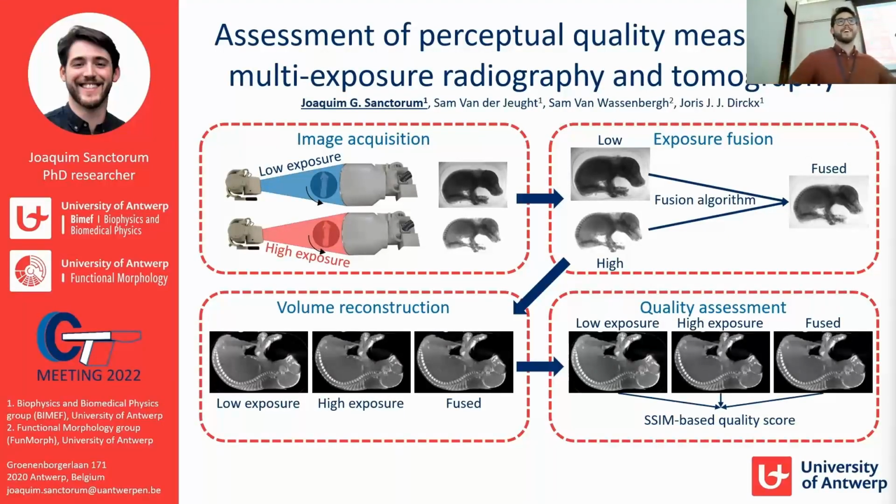So, hi everyone. I'm Joaquim Sanctorum from the University of Antwerp. My research is about multi-exposure techniques to overcome issues related to the limited dynamic range of your imaging system. When the properties of your object of interest are beyond the scope of the dynamic range, you will get some issues. If you want to know what those issues are, how these multi-exposure fusion methods work, and how we can give them a quality score, please visit poster number 2. Thank you.